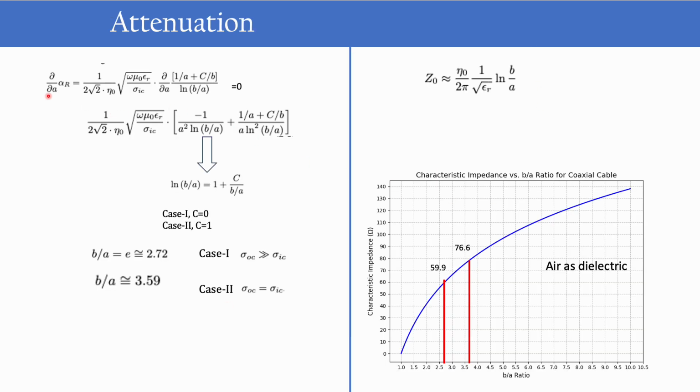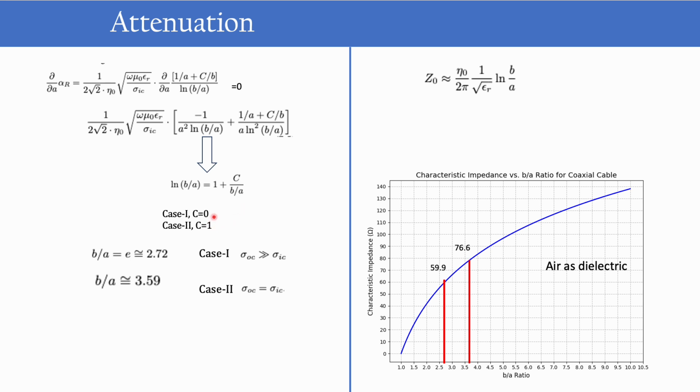So to mathematically find out what is the lowest level of attenuation, we can take the first derivative of the attenuation and equate that to 0. So this is the first derivative of the attenuation, and for that first derivative to be 0, the factor inside the bracket should be 0. That will give us ln b/a equal to 1 plus c by b/a.